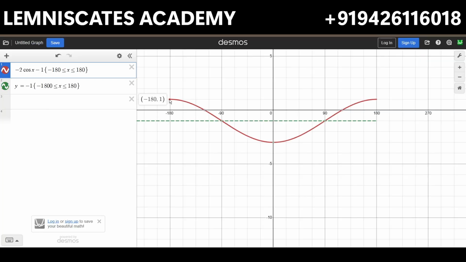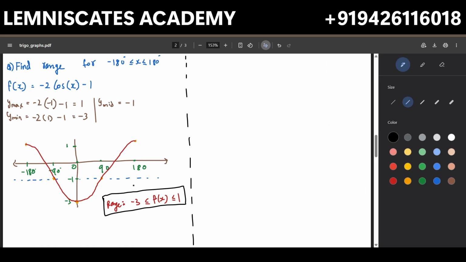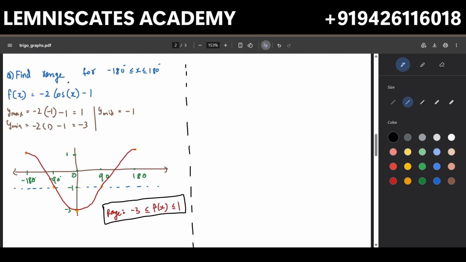The maximum value it can take is 1, as you can see. The minimum value is minus 3, and that is why the range is going from minus 3 to 1. Those are the output values that are possible. I hope this question is clear to you. Moving on to the next question now.